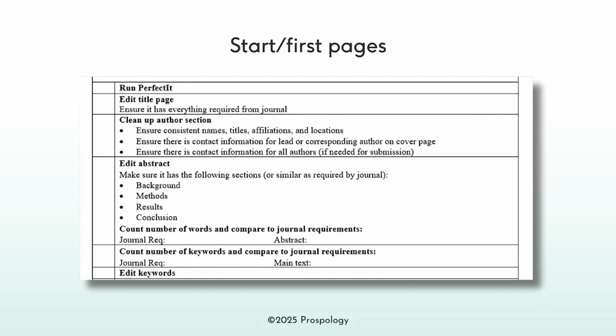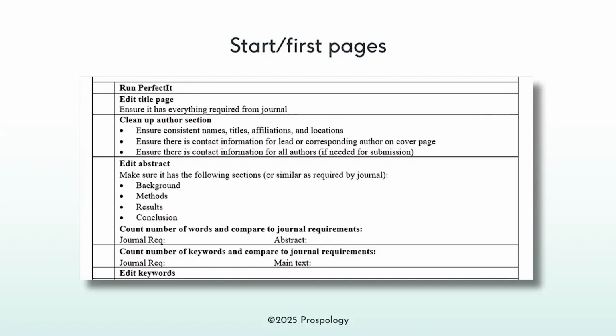The first page of the manuscript is often the title page, and most author instructions are pretty specific about how they want the author information to look, what's needed: author names, affiliations, locations. So this section just ensures that I check that the author information meets the requirements of the journal.